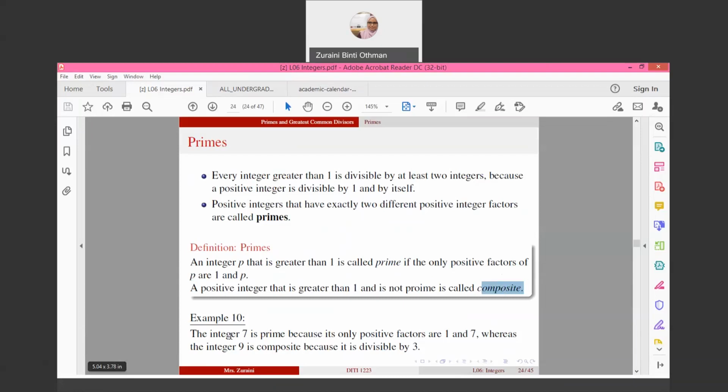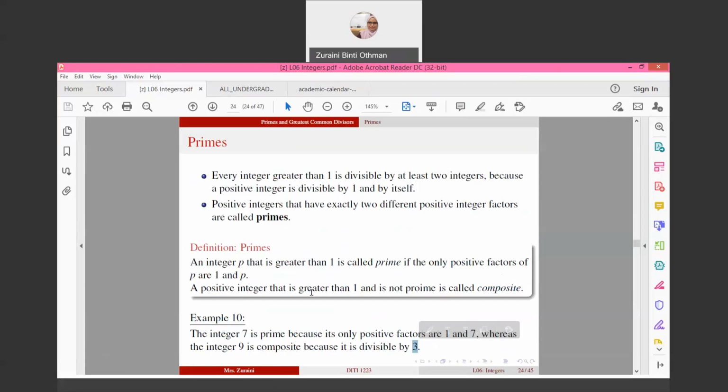Okay, the integer 7 is prime because its only positive factors are 1 and 7, whereas the integer 9 is composite because it is divisible by 3.